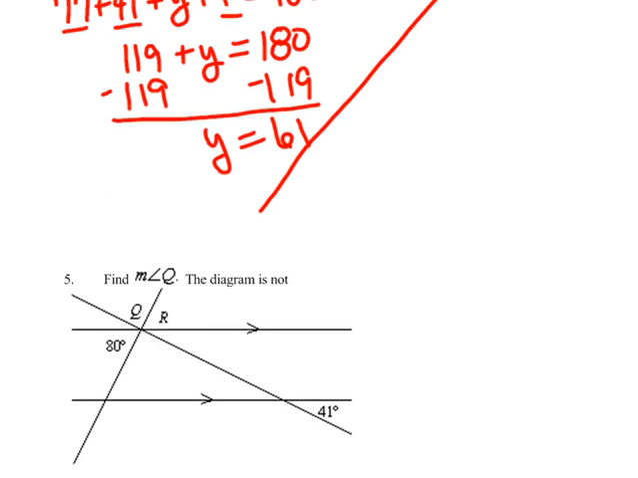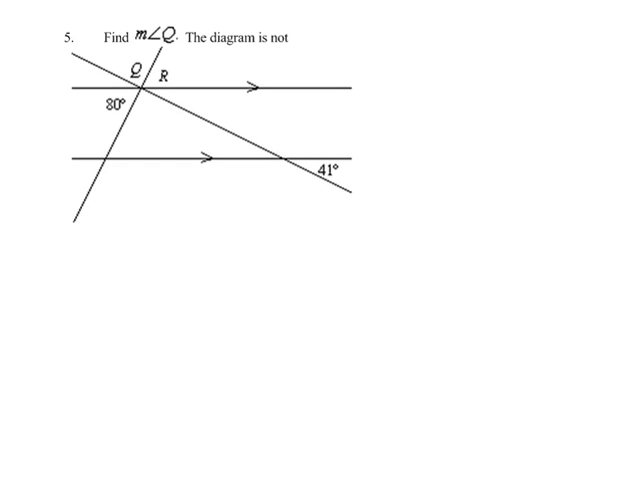Number 5. Find the measure of angle Q. So our goal is to find this angle measure right here. There's where Q is. We have parallel lines cut by a transversal right here. So that helps us in a couple of ways. Well, if this angle is 41 degrees, guess what? This one is too, right? 41. There's a couple of ways to look at this.